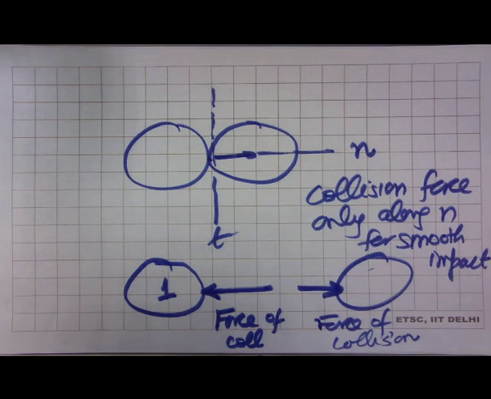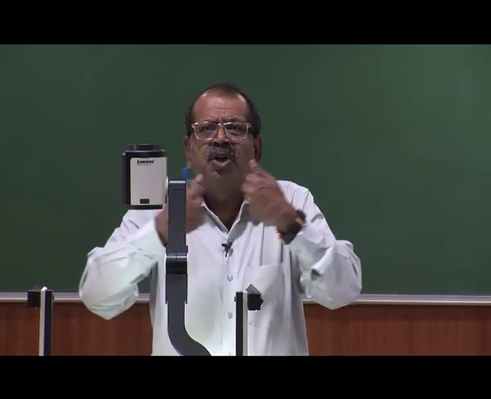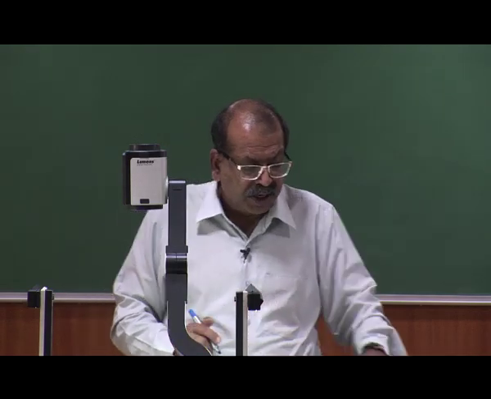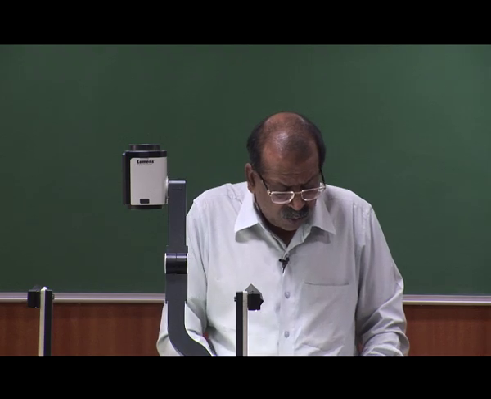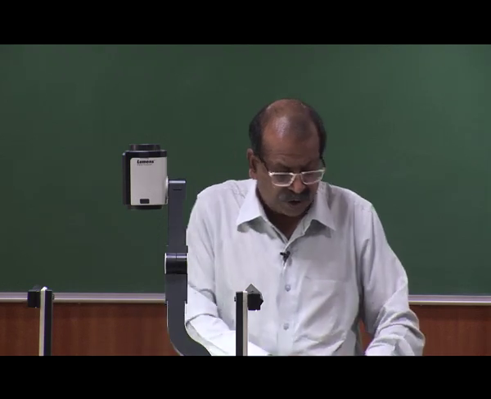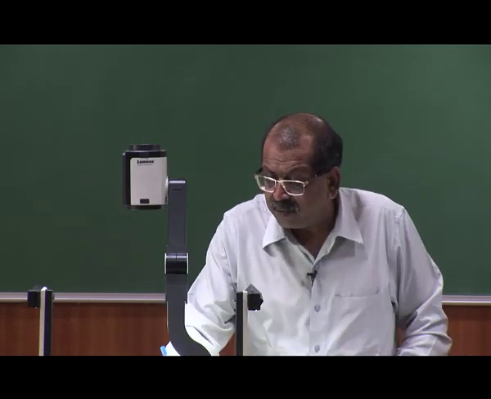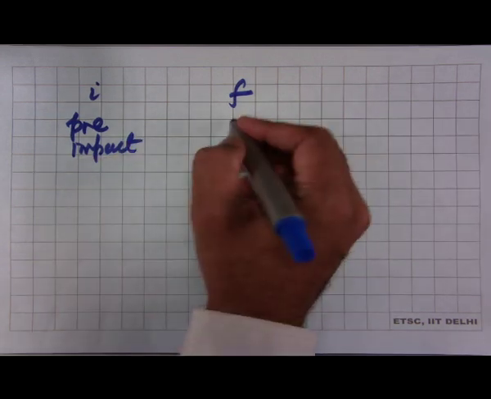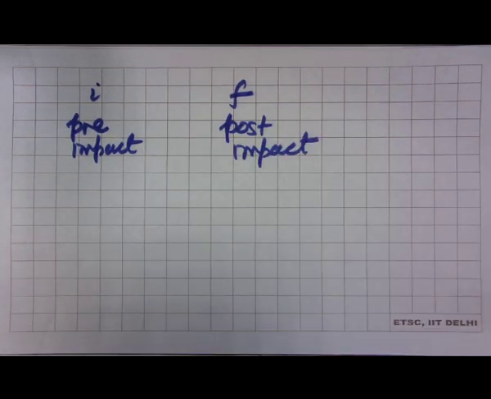Why do we call it smooth impact? Because there is no force in the tangent plane, and the tangent plane is where the friction would come. So, because the impulsive force is only along the line of impact and there is no force along the tangent plane, we call these impacts smooth impact. The impacts which we will be talking of will be only smooth impacts in this course. As we have already written, I will denote the pre-impact configuration, F will denote all quantities which are post-impact.